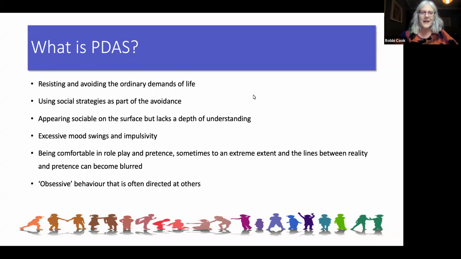Welcome, everyone. Tonight we're talking about pathological demand avoidance syndrome, and we're really going to be focusing a lot on strategies tonight. So when we think about PDAS or PDA, we're really looking at a profile of autism or some traits that are often connected with autism. So we see them resisting and avoiding the ordinary demands of life.